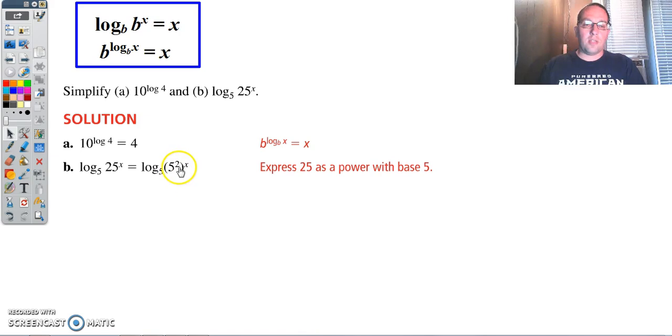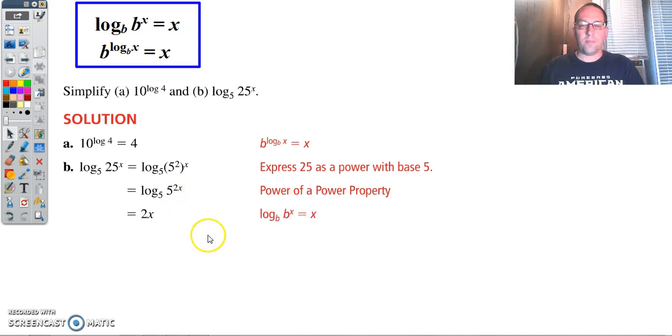Now we've got to get rid of the parentheses, but that's not a big deal because for an exponent raised to an exponent, you just multiply the exponents together. And so we have log base 5 of 5 to the 2x. Now we have a base of 5 and a base of 5, so it all cancels out, and we're just left with the 2x. All right? So that's not really too bad.